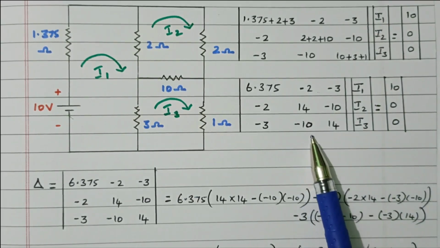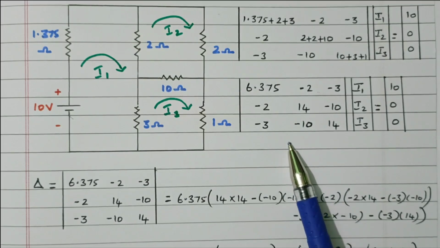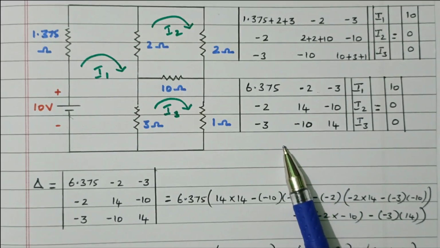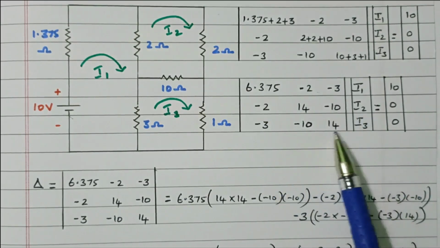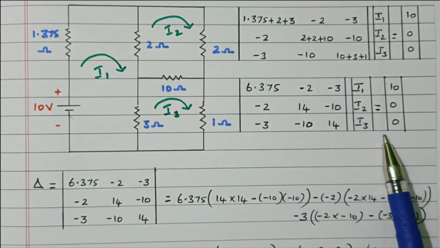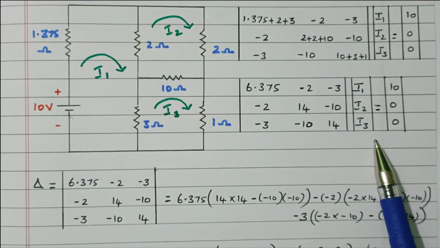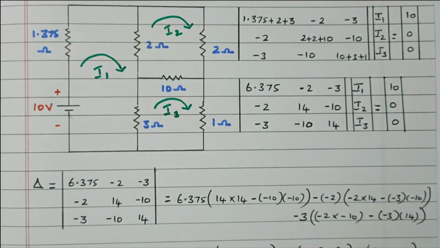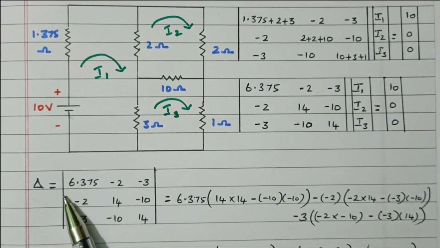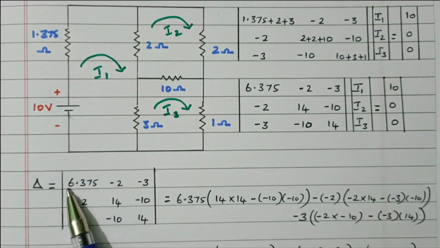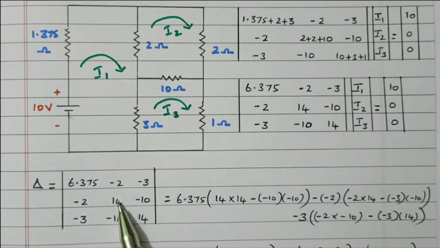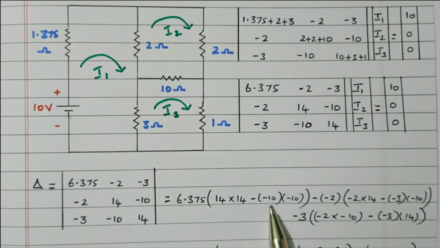Now we need to find the I3 value. I3 is very similar to the previous case, delta 3 by delta. So first we will find delta. Replacing the third column with the voltage matrix will give delta 3. From this we can find I3. That should be 2 ampere. Right. So this delta value is available here, 6.375. So how to find that? 6.375 times, 14 into 14 minus 10 into minus 10 is written.